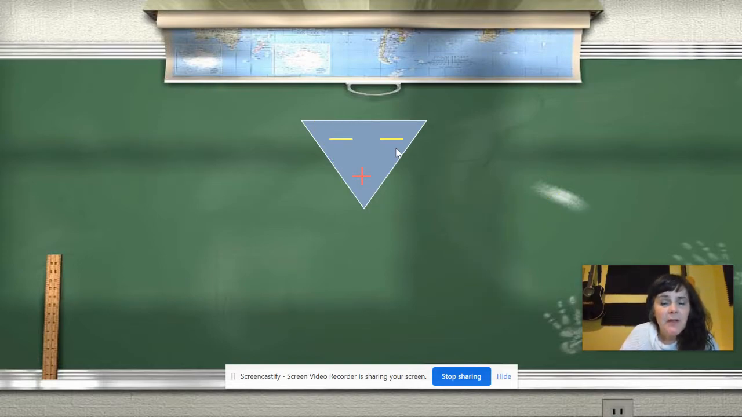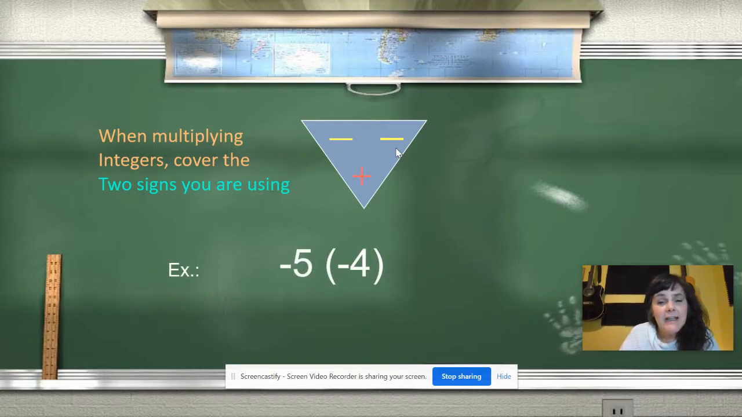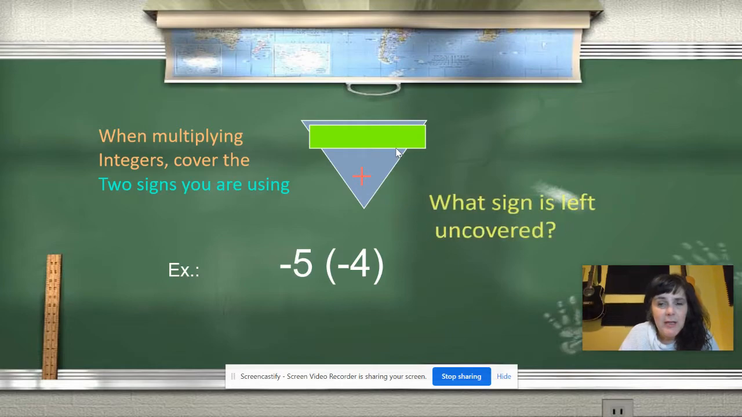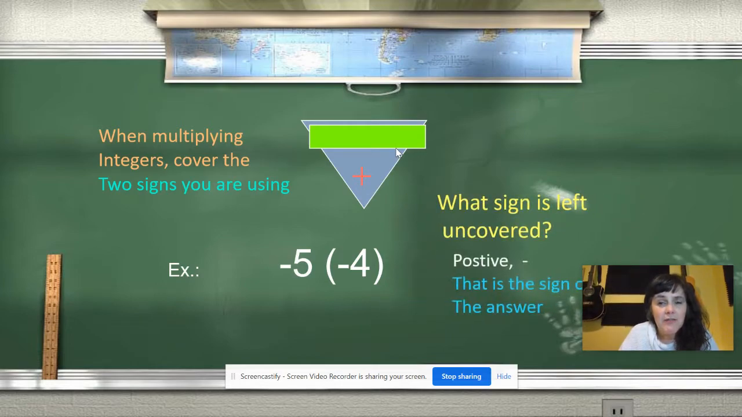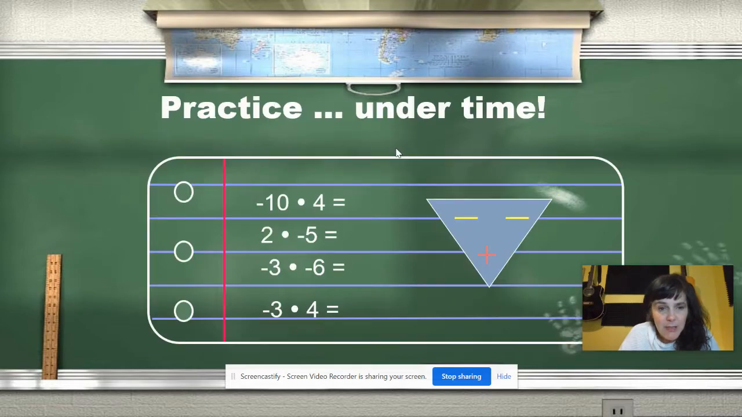Let's look at another one. So we're going to cover up, we've got two negatives. So we're going to cover up two negatives, and the thing that's left is a positive, a plus sign. So that tells me that my answer will be positive. Okay? Those are two different ways that you can remember what sign your answer will be.